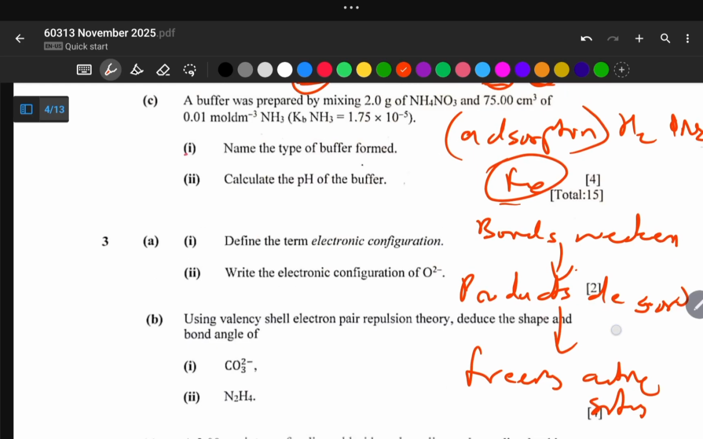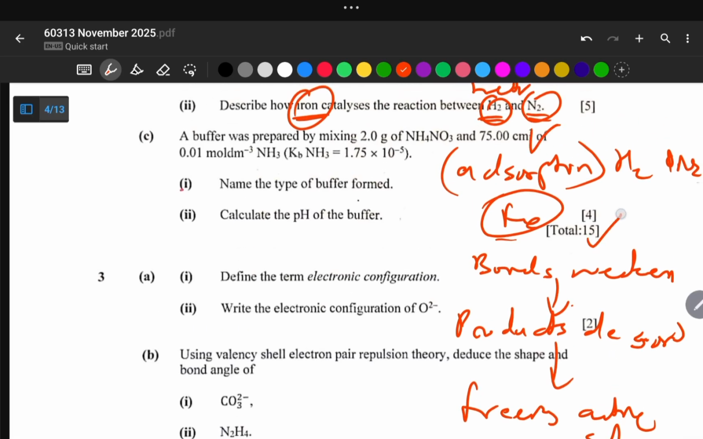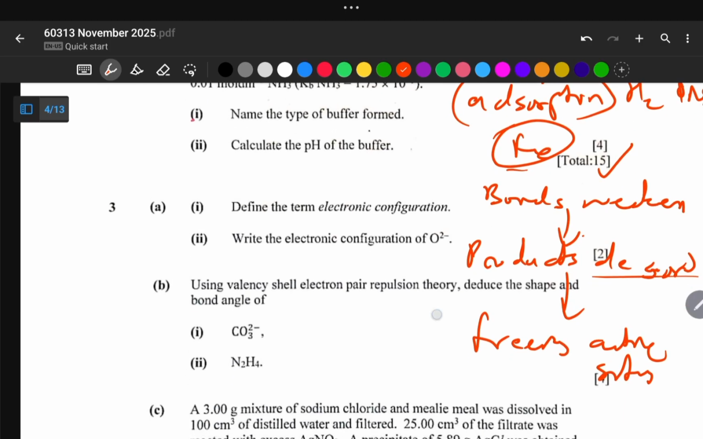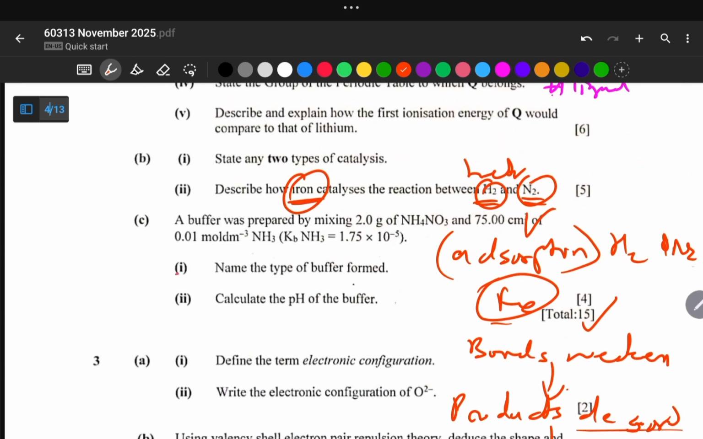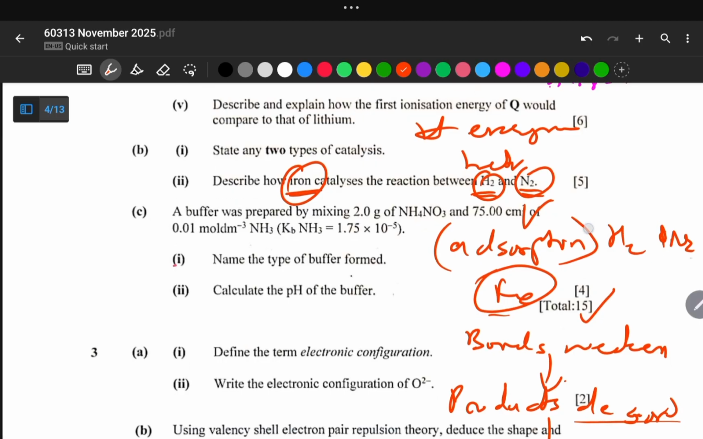Are we together? So here we simply have adsorption, then bond weakening, and then the removal of the products, the desorption of the products, and then the freeing of the active sites on the catalyst, right? We normally talk of active sites when dealing with A level biology, when we discuss enzymes. Enzymes are defined as biological catalysts, so they are catalysts in biological processes, right? So you must always highlight that.